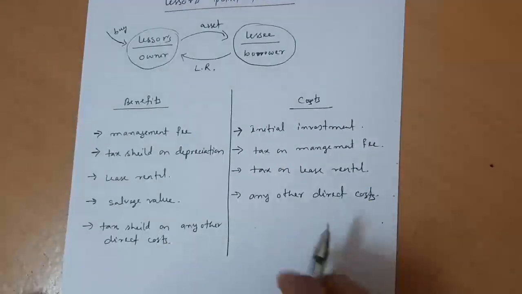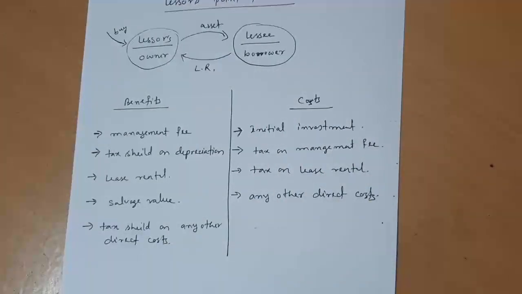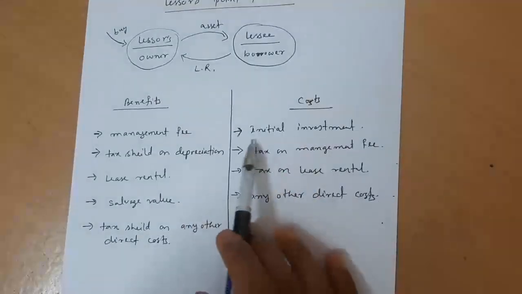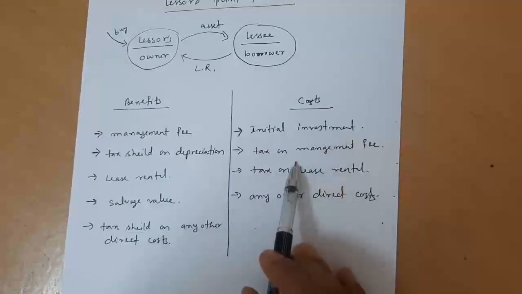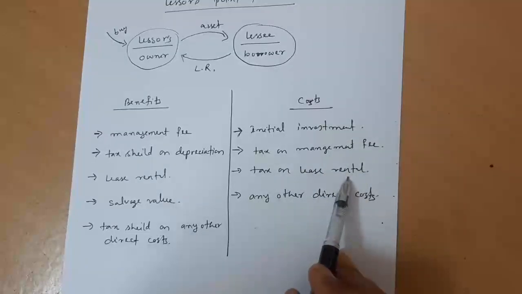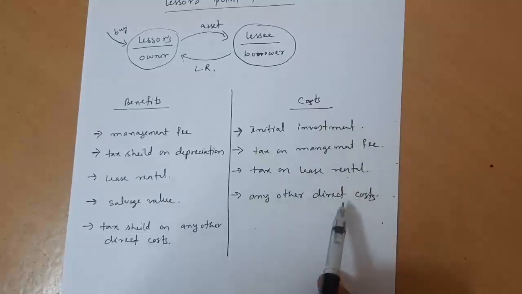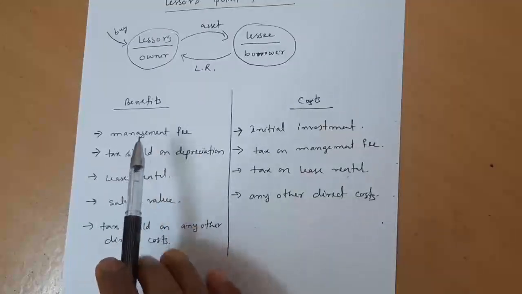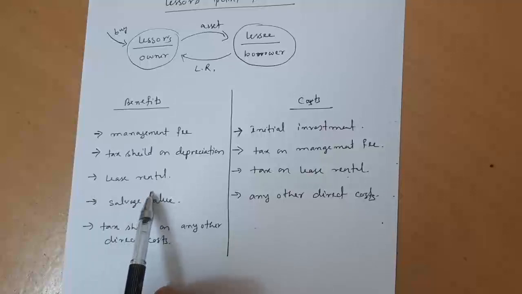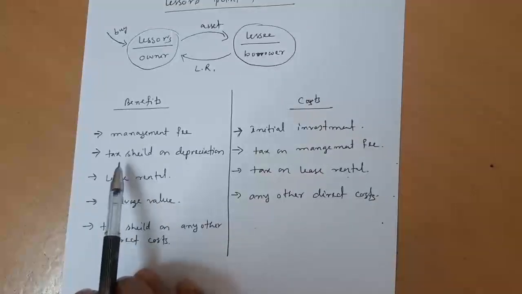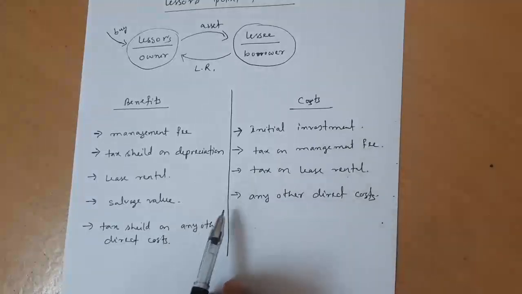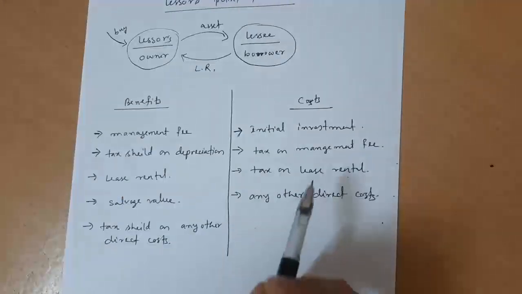So these are the primary sources of cost, and these are the primary sources of benefits which the lessor will have. On the cost side, you will have the initial investment, then the tax on the management fees and the lease rental, and any other direct cost which the lessor may have. And on the benefits, the lessor will get the management fees, the lease rental, the salvage value, the tax shield on depreciation, and the tax shield on any other direct cost which is applicable. So these are the benefits and costs for the lessor.